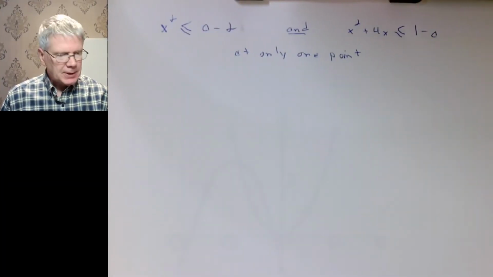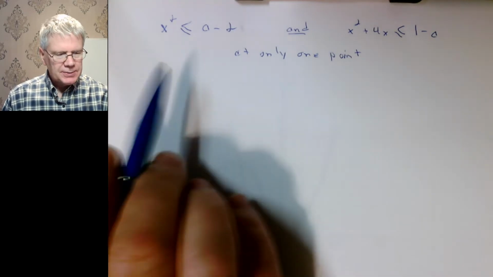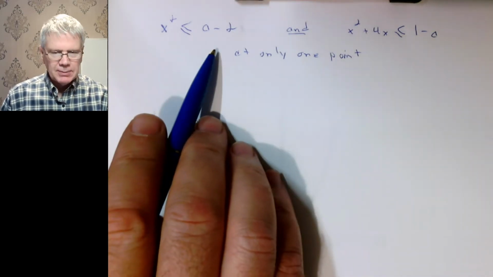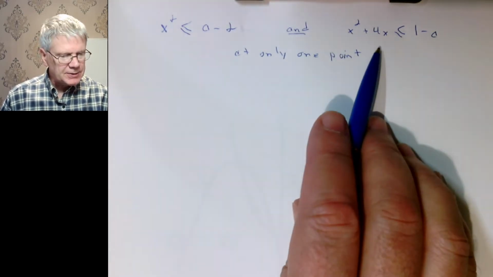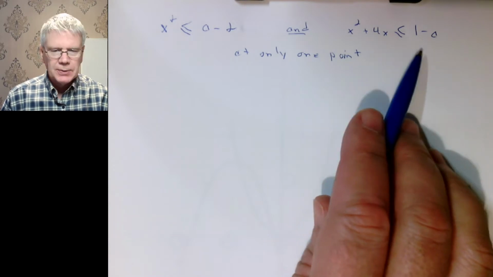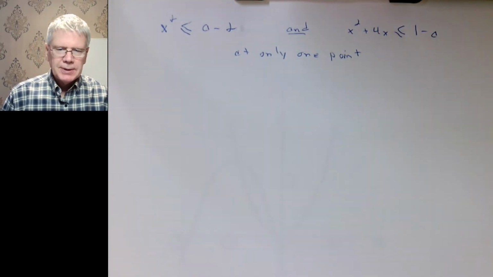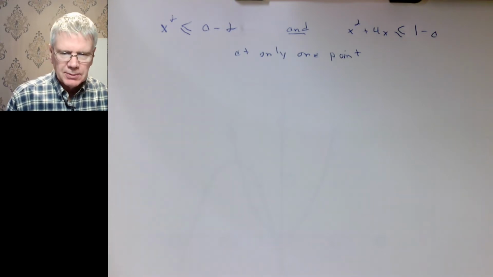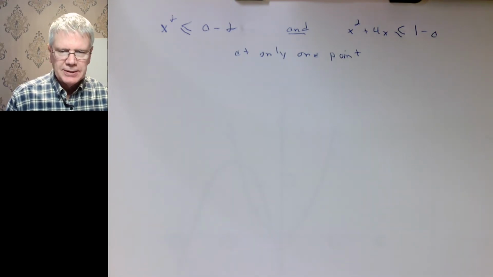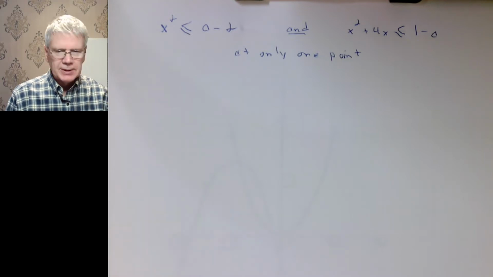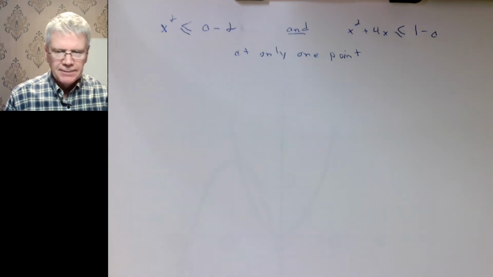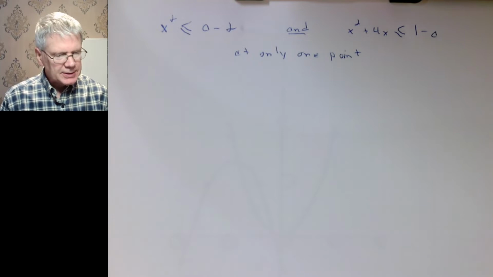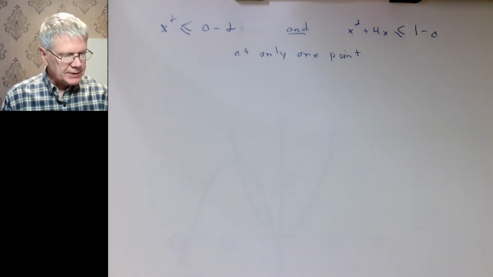Okay, so here's the problem. x squared is less than or equal to a minus 2, and x squared plus 4x is less than or equal to 1 minus a. And we want to know what value of a will make this true at only one point. What value or values? There may be more than one, there may be one. I guess there could be none in some cases. So let's have a look at this.